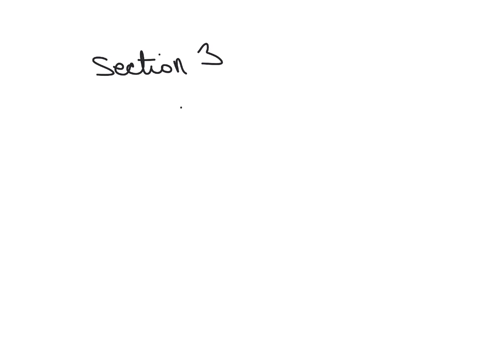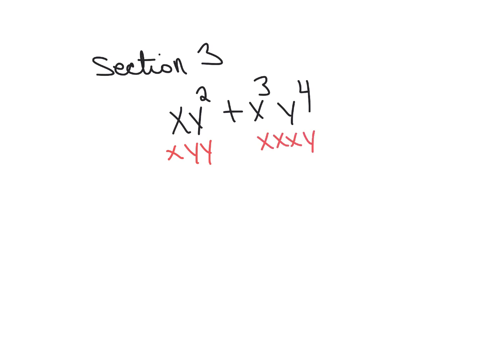Section 3 could look like xy squared plus x cubed y to the 4th. So if I think about what these guys have in common, well, if I write this down, I can write this one as x times y, y, and this one as x, x, x, y, y, y, y. Well, they have one x in common, don't they? And they have 2 y's. So if I take them out, factor them out, divide them out, I can write it that way.